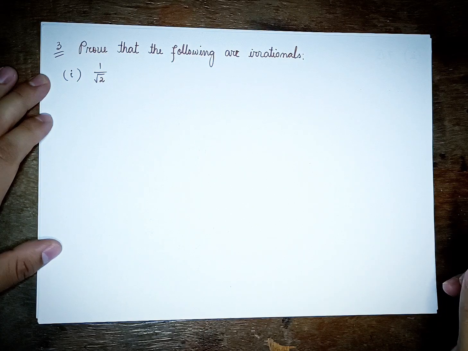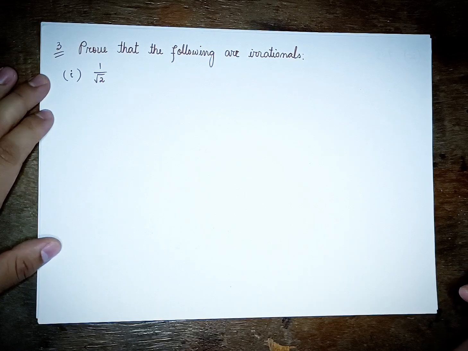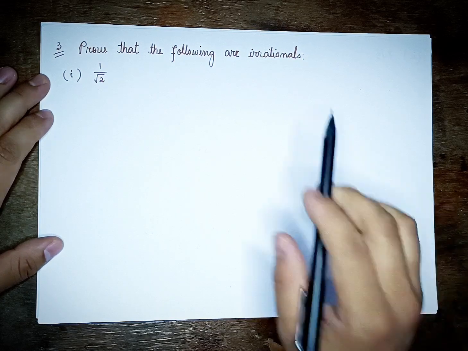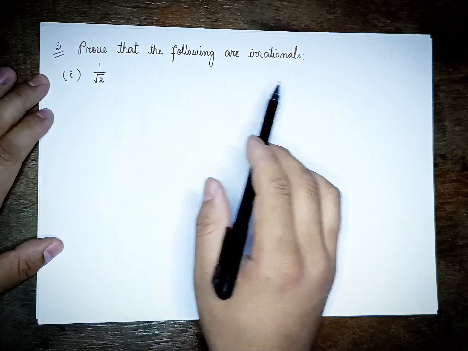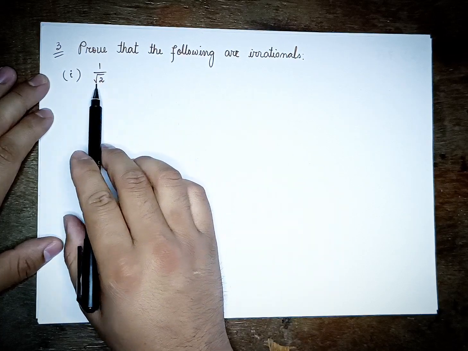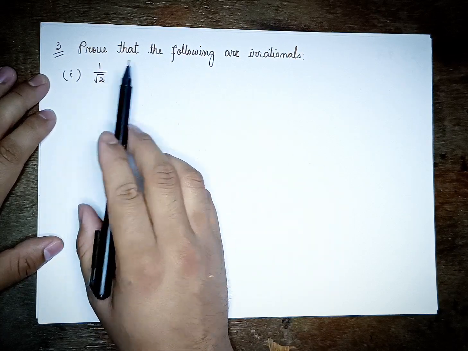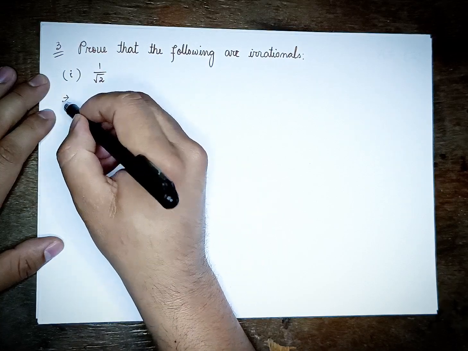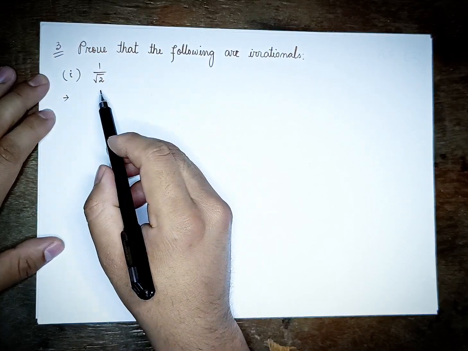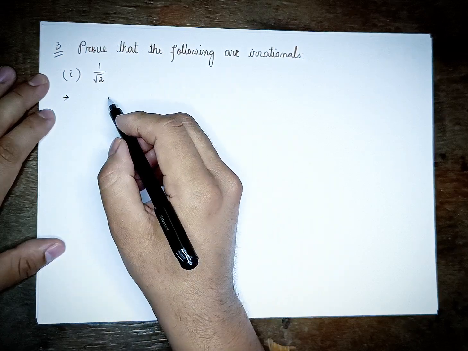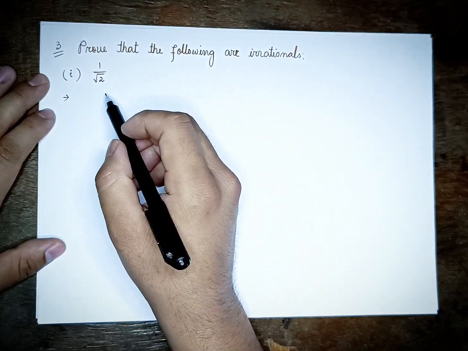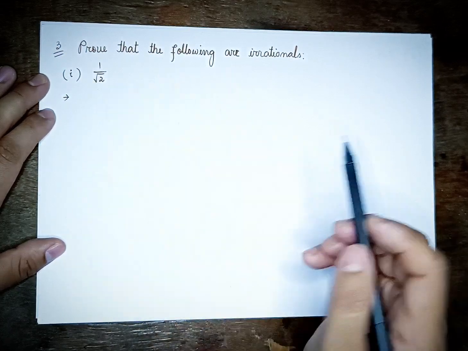Next, let's solve question number 3. Question number 3 says, prove that the following are irrationals. Roman number 1 is given with 1 divided by root over 2. Okay, let's solve it. First, we will assume the opposite, that is, 1 by root over 2 is rational. Then we will prove that our assumption is wrong.